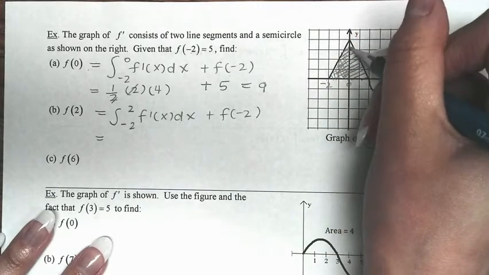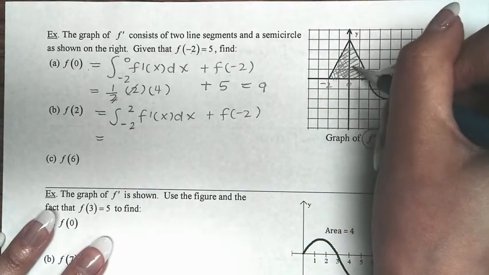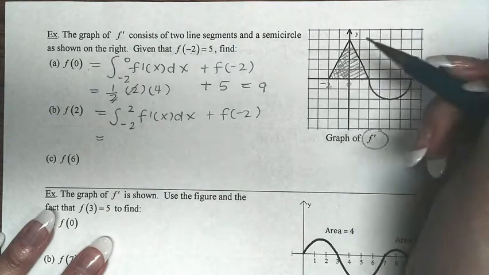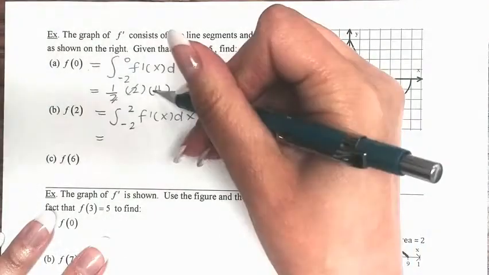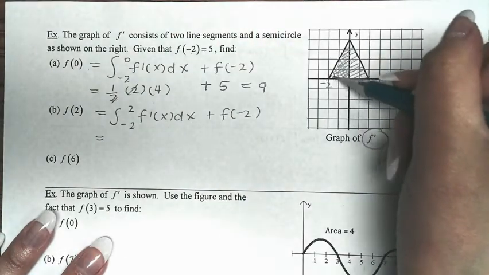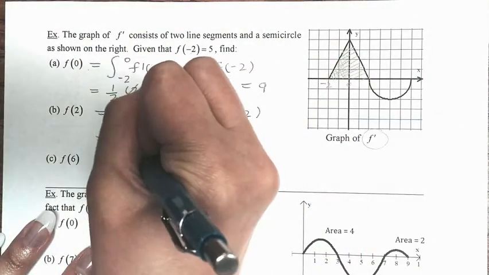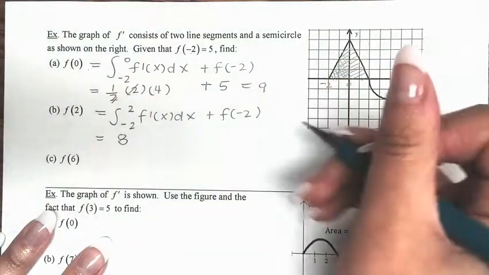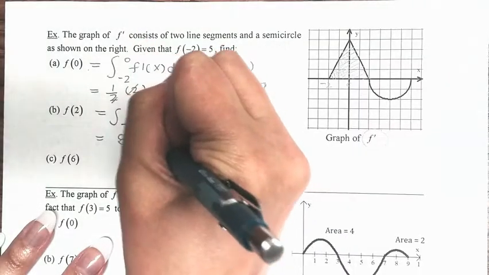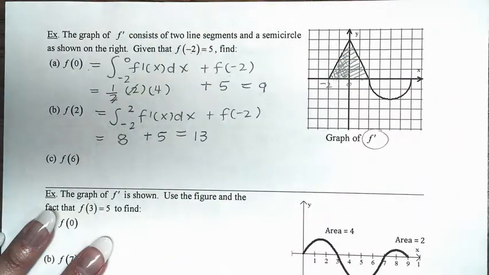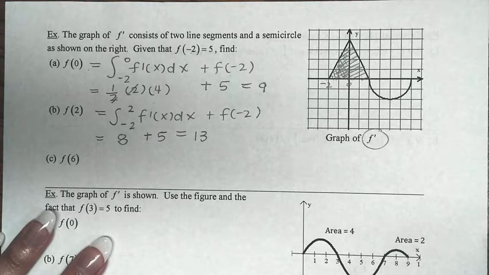In addition to that, you have two choices. You can either use symmetry, since this is symmetric with respect to the y-axis, so I'm multiplying this 4 times 2, or you can use the formula base times height divided by 2. Either way, that's 8, and then we have plus 5 because your initial condition is not going to change, and you have that this is 13. So that's pretty much it for B.